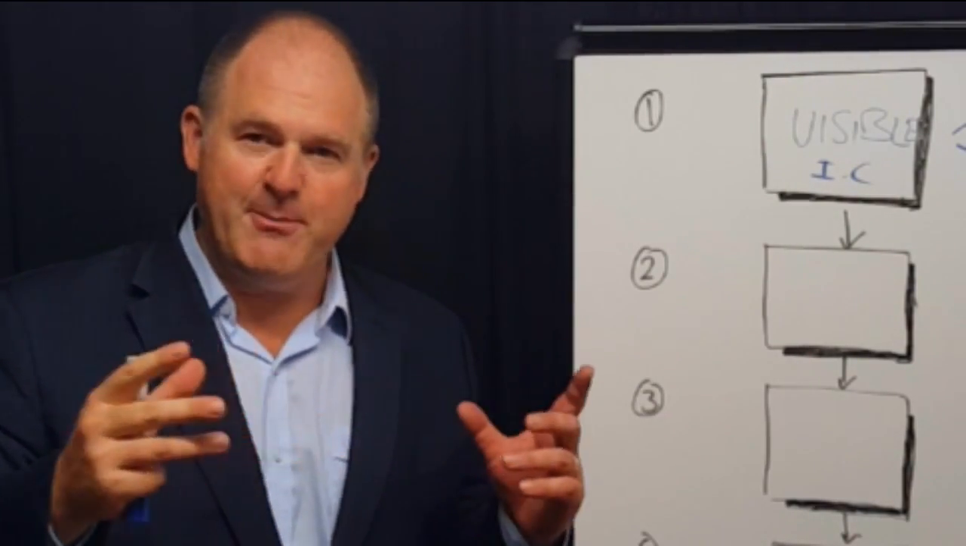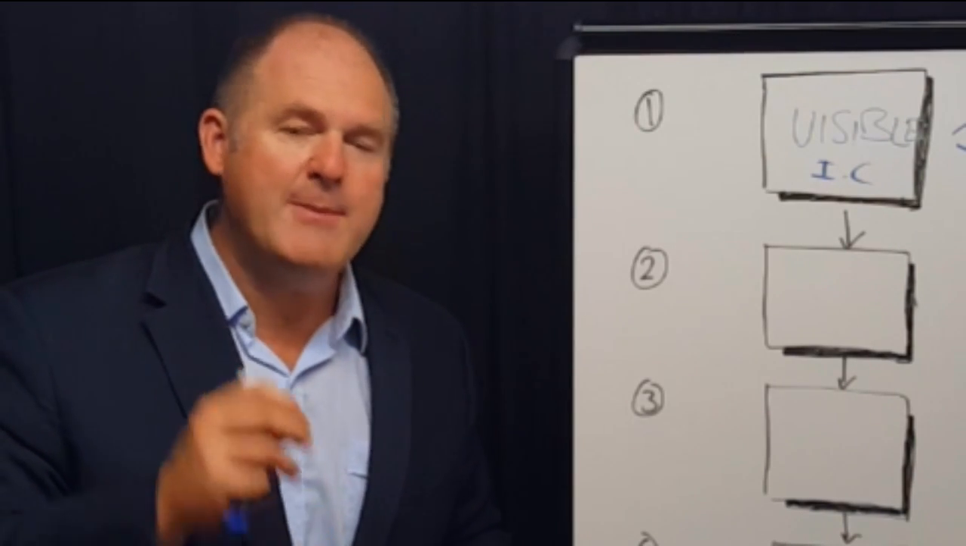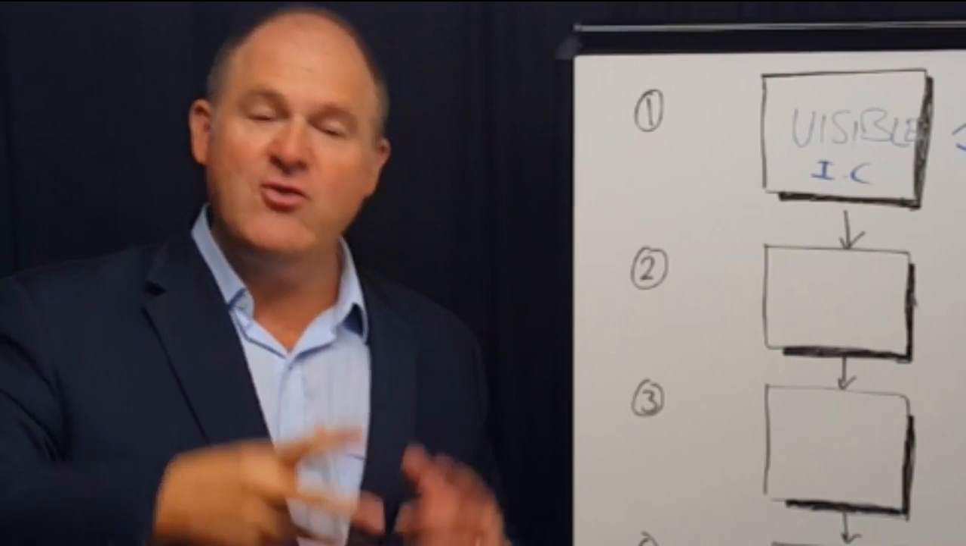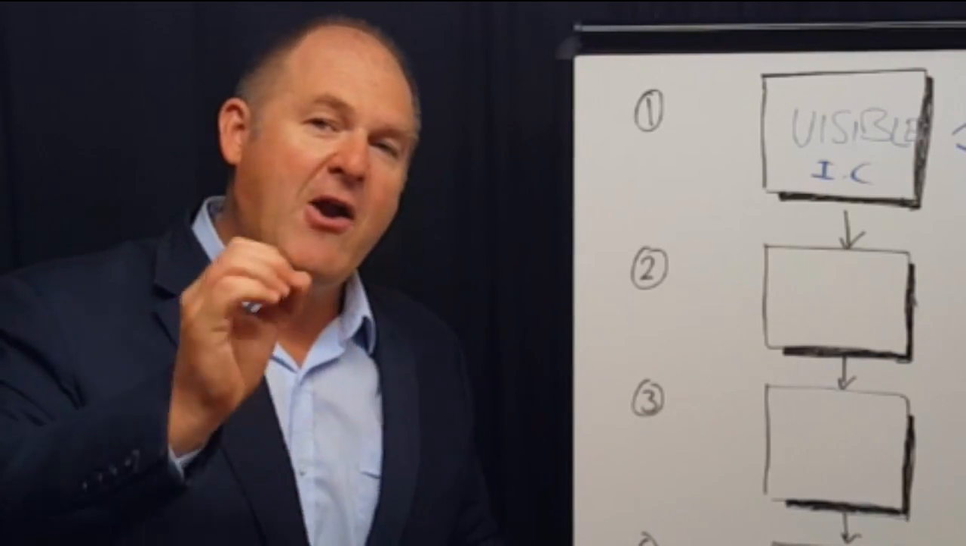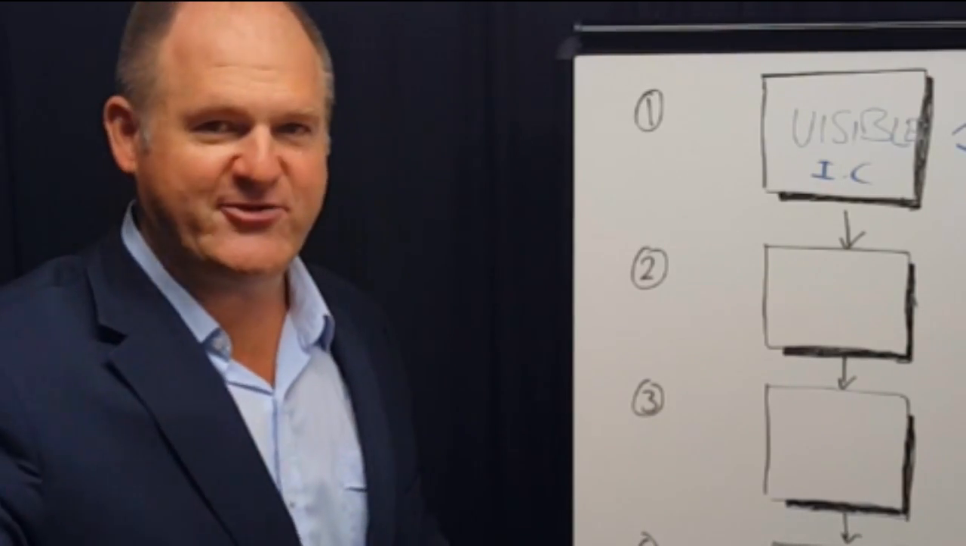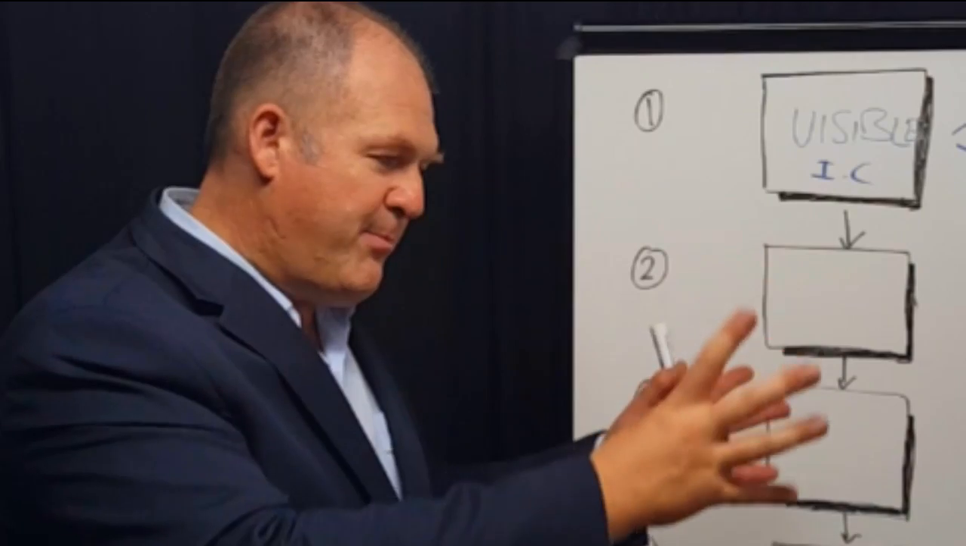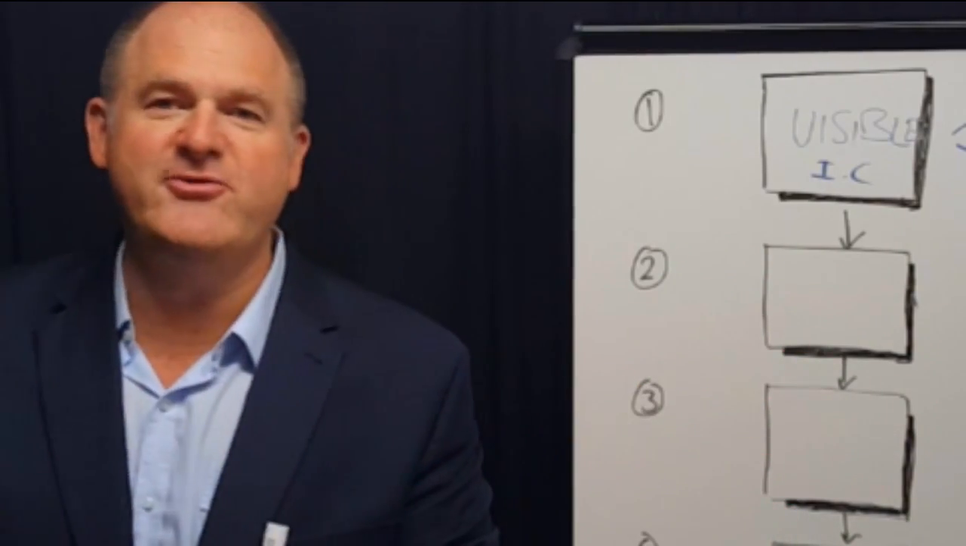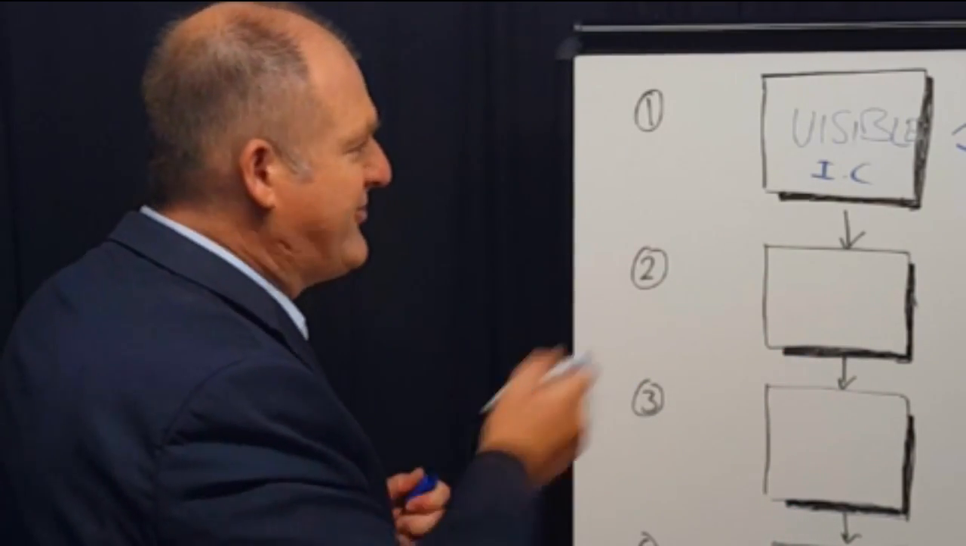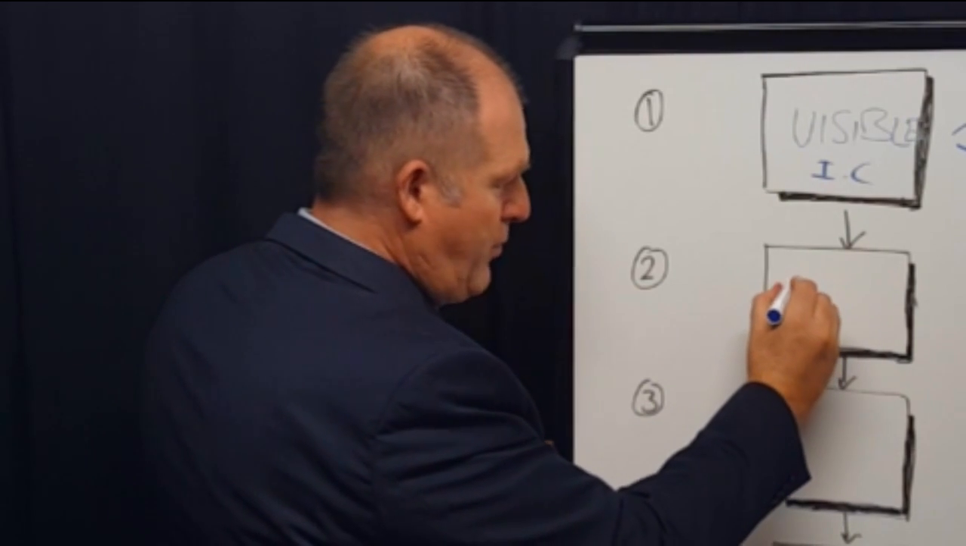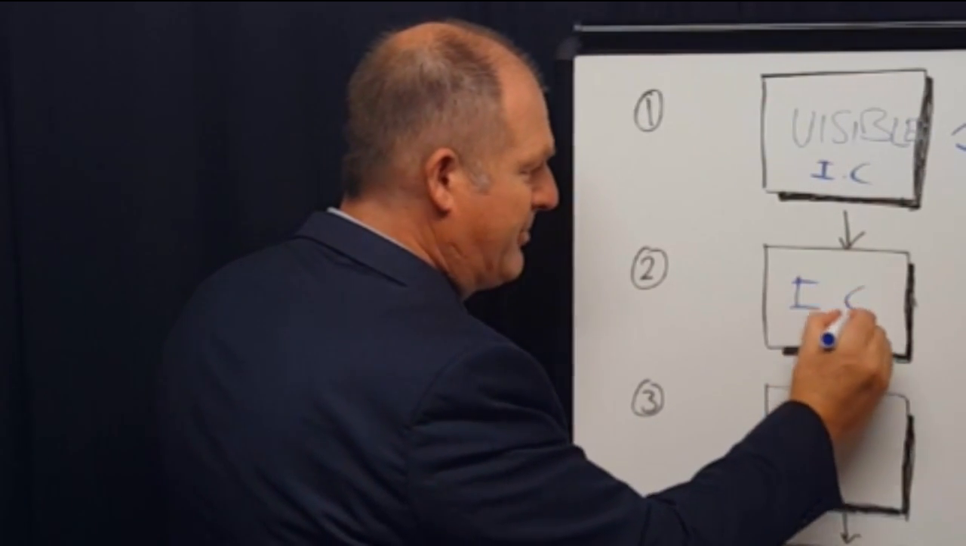And again, I see this mistake being made on social media all the time, is that people do get visibility, they do get noticed, they get attention, but they don't have a next step in their marketing sequence. They don't lead that visibility through a process. So we need to have a next step. And our next step here is what I call an irresistible offer.